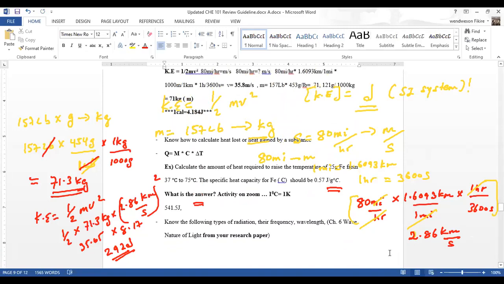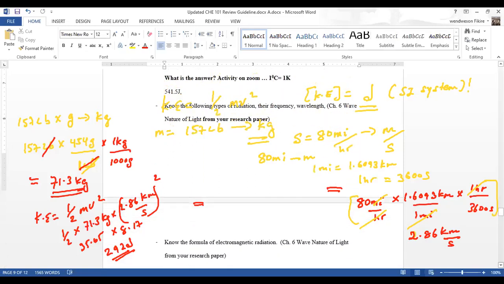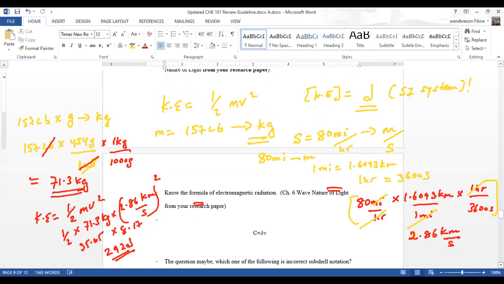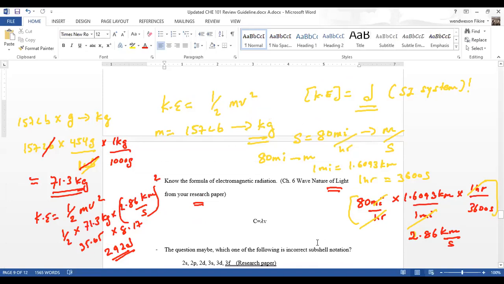The following types of radiation, frequency, and wavelengths. What is the frequency? This is basically from your research paper. Actually, you can answer those questions about what frequency means, what's the nature of light. The formula for electromagnetic radiation, or the wave nature of light, is the speed of light, which is the wavelength times the frequency.